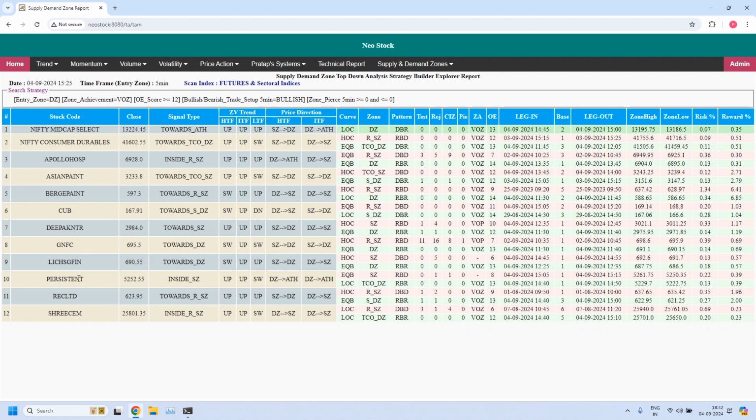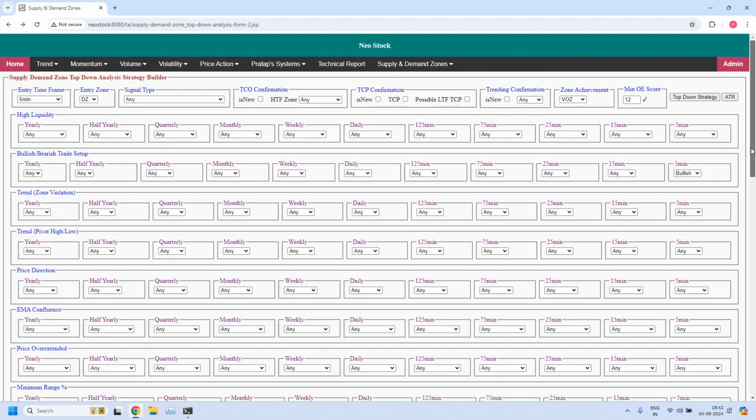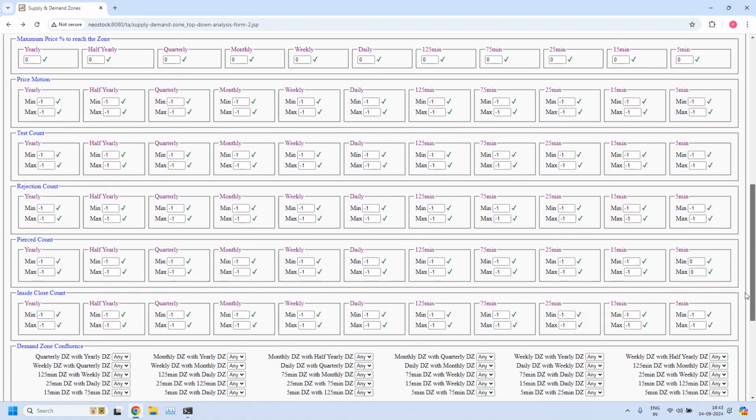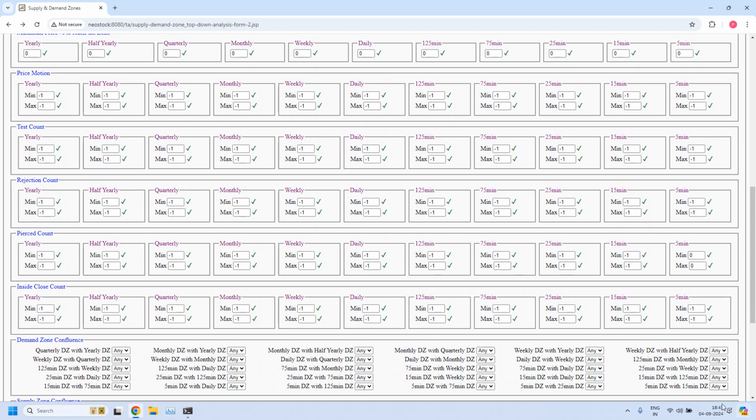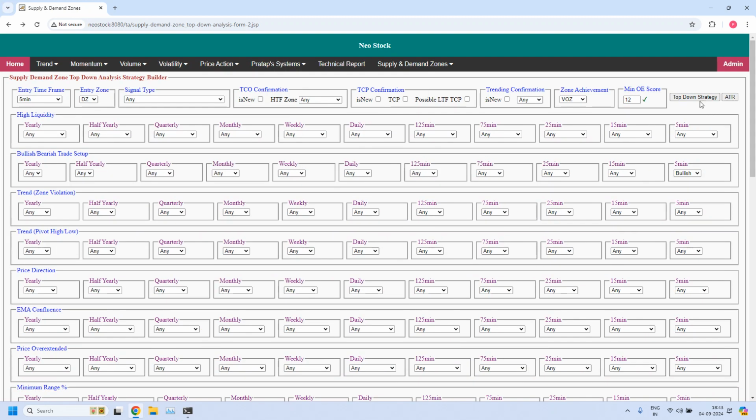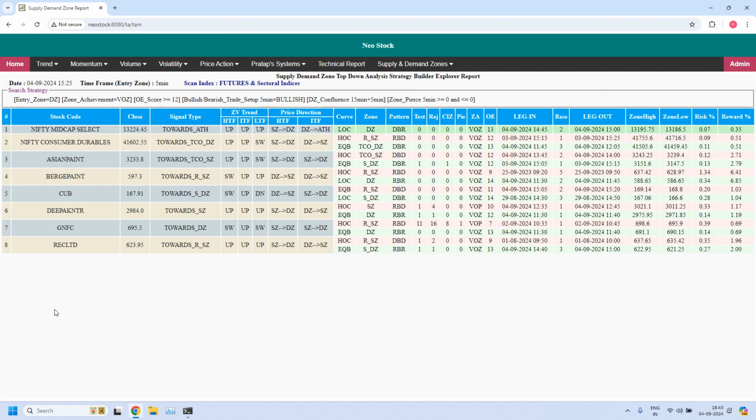Now let's verify whether any of these stocks have confluence with 15-minute zones, demand zone confluence. So 5-minute demand zone with 15-minute demand zone, I am enabling the filter, that is LTF and ITF confluence. 8 stocks are filtered. In all these 8 stocks, the 5-minute zone and 15-minute zone demand zones are having confluence.